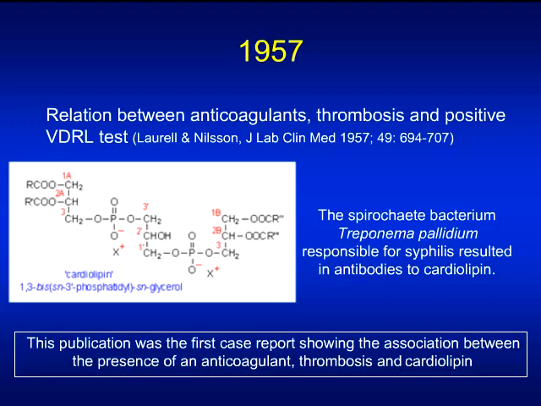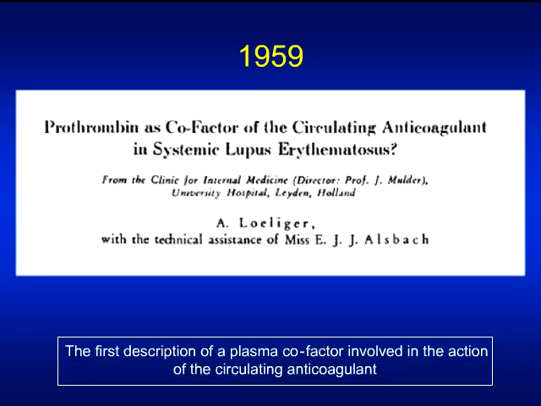A quite interesting paper was published in 1959 by a Dutch group, by Loeliger, who showed that when this circulating anticoagulant was present, it depended on a cofactor. So it indicated for the first time that there was a protein involved, and he described prothrombin as the cofactor. Later on other cofactors have been described, and in fact prothrombin turns out not to be the most important one, but he was the first one showing that there was a cofactor, a protein, involved in this inhibitor.